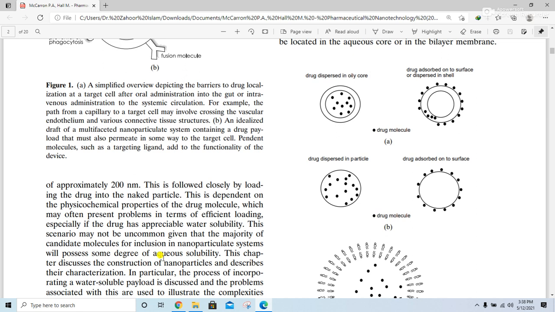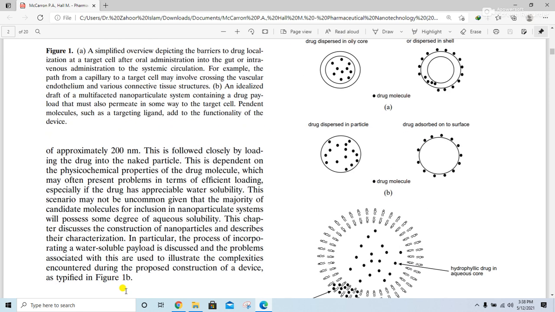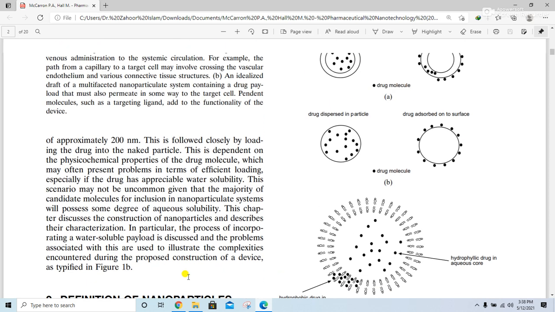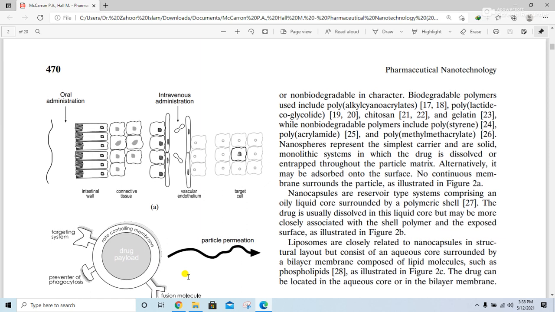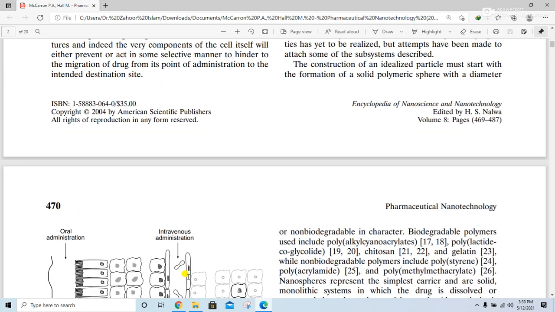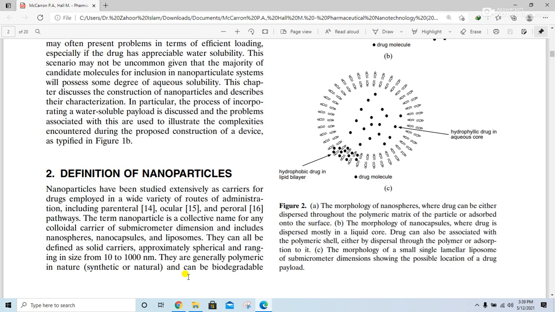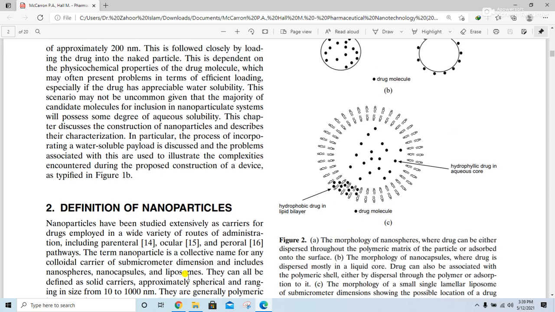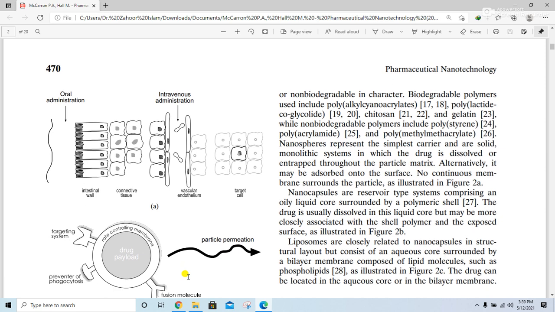This chapter discusses the construction of the nanoparticle and describes their characterization. In particular, the process of incorporating water-soluble payloads is discussed, and the problems associated with this are used to illustrate the complexities encountered during the proposed construction of a device, as you can see in figure 1b. The construction of the devices is shown here.